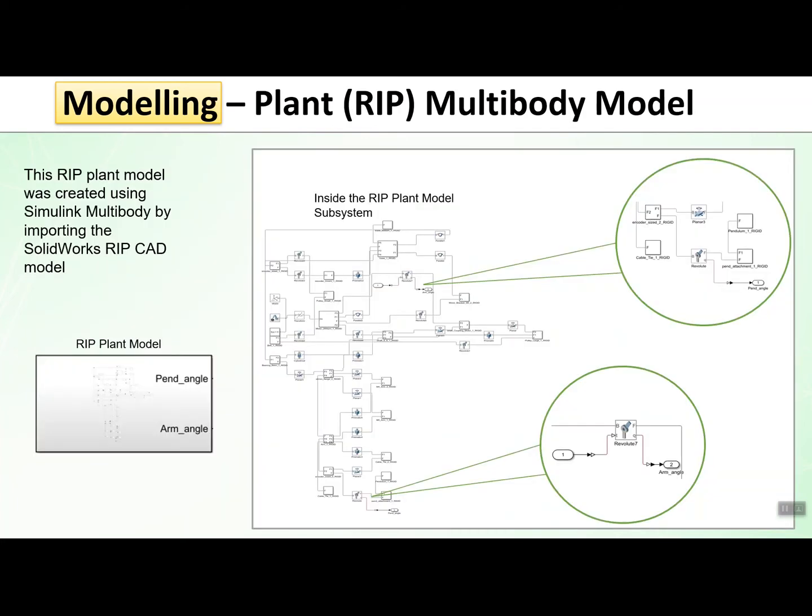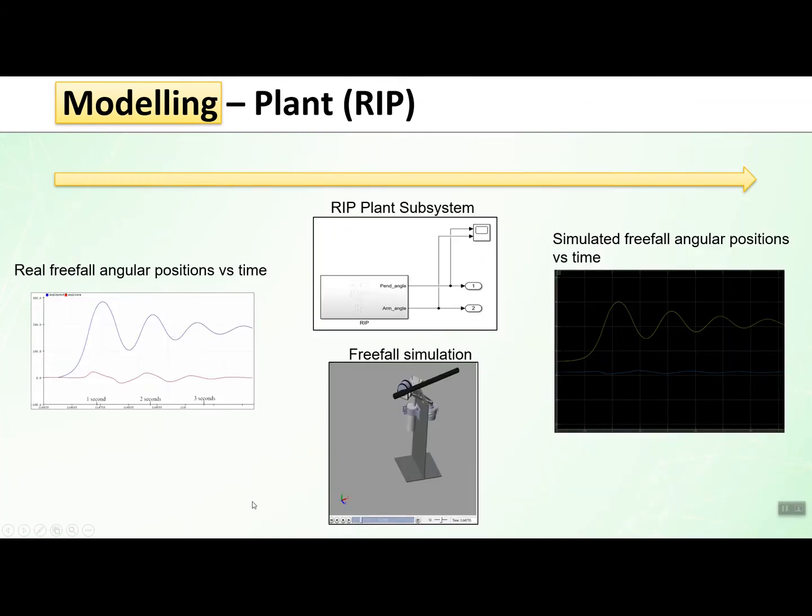Simulink Multibody is a Simulink toolbox which allows you to export the SolidWorks CAD model into Simulink, and it generates a mathematical model and animation. You can see here that the angle readings were taken from the shaft joint and from the pendulum encoder joint. A free swing test was done to compare the real and simulated angle outputs, and the results were found to be very similar.